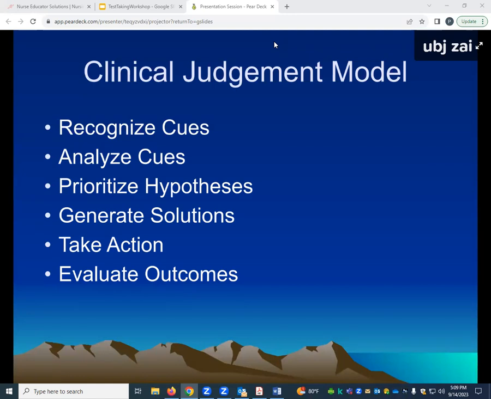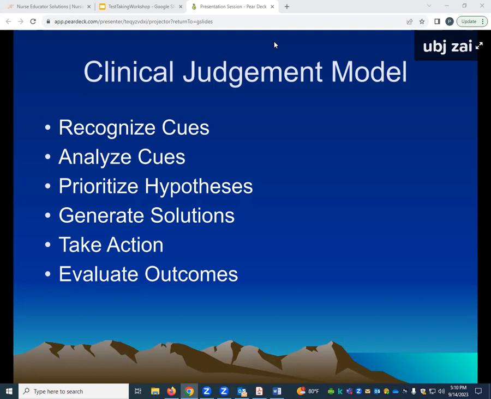So let's go back to just covering the clinical judgment model, because I know there are some people that couldn't make it tonight. So it's recognizing cues. Those are your red flags, things that are jumping out at you that you are going to be concerned about with that patient. Analyzing those cues. So what do they mean? What do they mean for your patient? And what are you seriously worried about based on those cues? And now prioritize your hypotheses. What do you think is going on with this patient? What's the worst case scenario that can happen based on these cues?